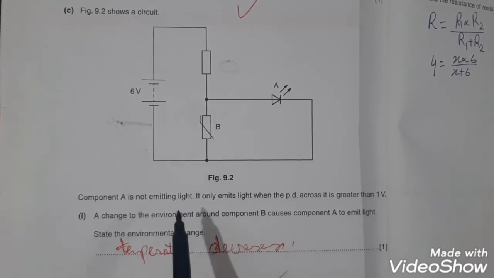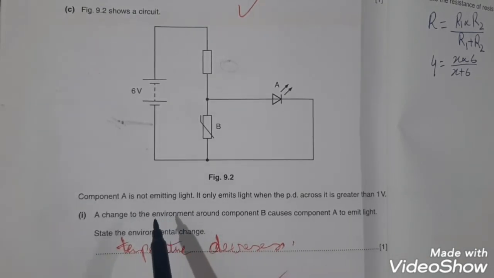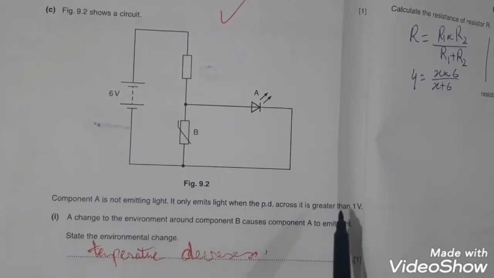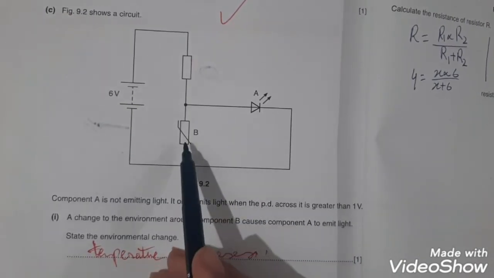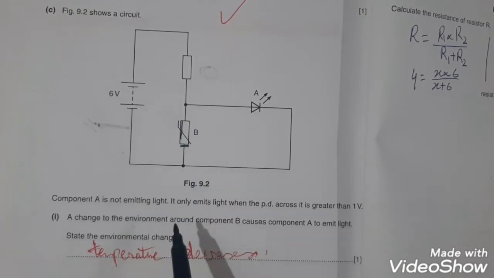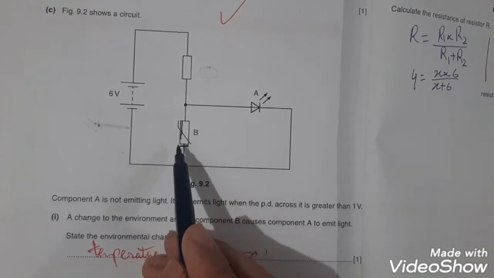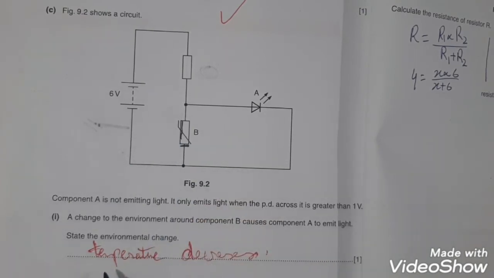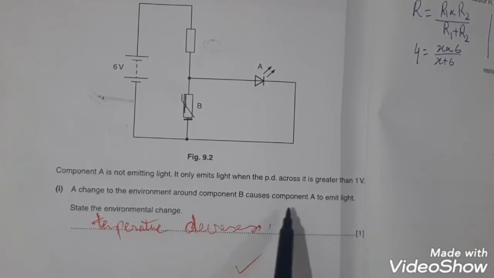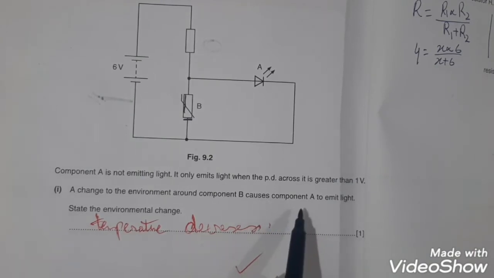So it states that this is a circuit with component A not emitting light. It emits light when the PD across it is greater than 1 volt. So this is a light resistor, I mean a temperature resistor. So when there's a decrease in temperature, this will cause component A to emit light. So we have to decrease the temperature to cause component A to emit light.